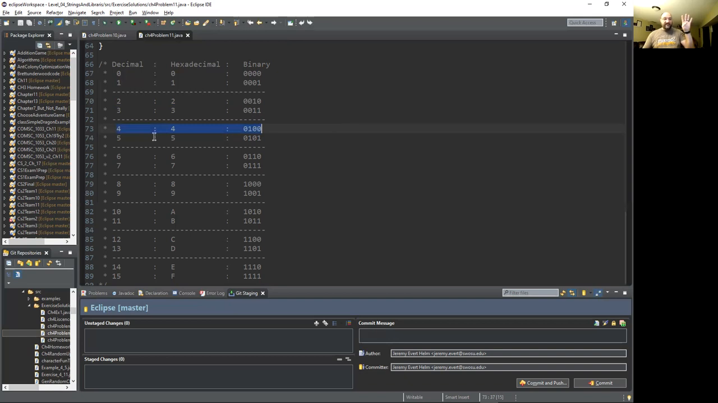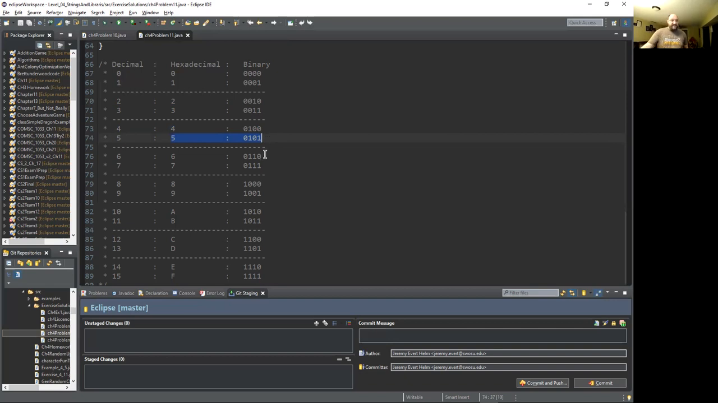Okay, now we'll check the next one. We'll still have this same 1 times 2 to the 2, but now we add to it 1 times 2 to the 0, which is 1. 1 times 1 is 1. 4 plus 1 makes 5.